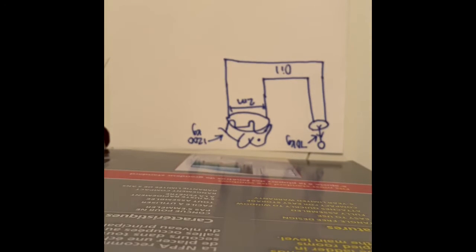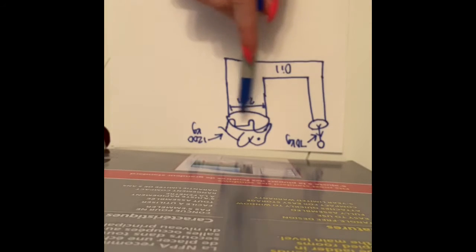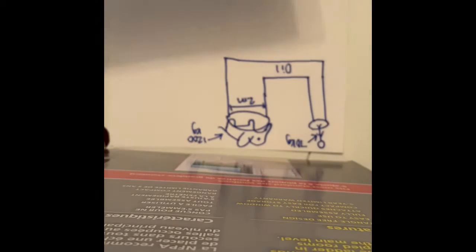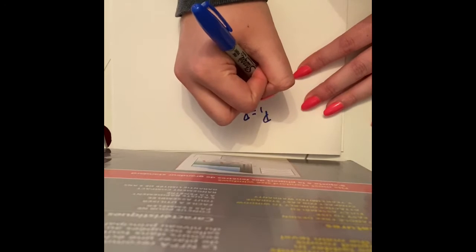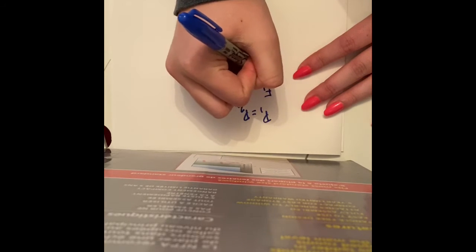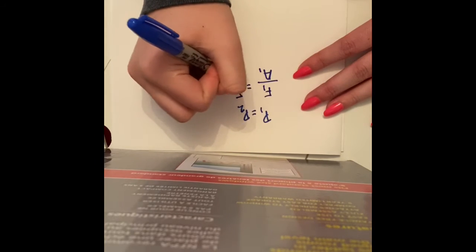So the way that a hydraulic lift works is based on Pascal's law, according to which the pressure difference on the same level is 0 when the fluid is at rest. So as you can see, the elephant and the student are at the same level. Therefore, P1 is going to be equal to P2. We can then define this further, saying that P1 is equal to F1 over A1. Therefore, P2 is going to be equal to F2 over A2.